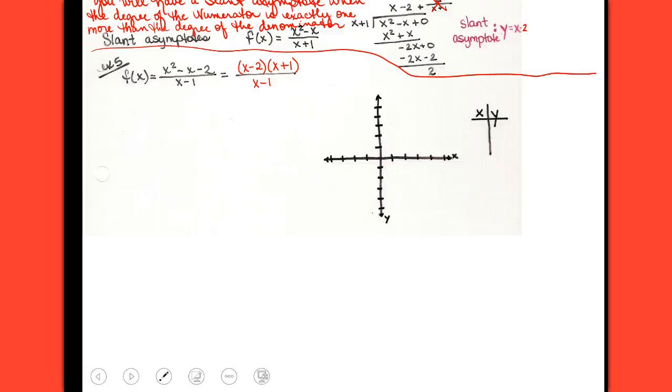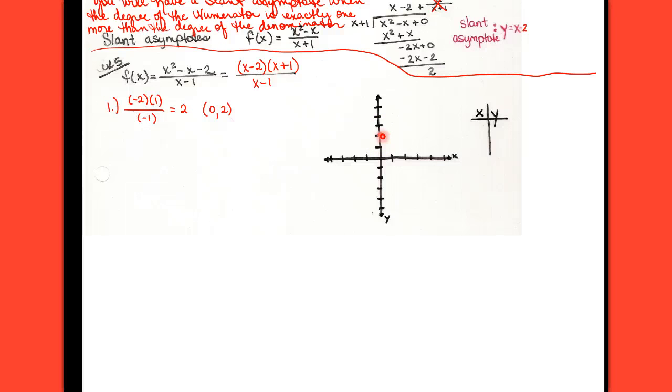All right, x and y-intercepts, putting 0 in for x and 0 in for y, right? Okay, so when we were doing these before, we did the y-intercept first. So we put 0 in for x. So if I put 0 in for x, I'll get -2 times +1 over -1. So that would give us +2. So go ahead and plot that point, (0, 2). There's my y-intercept.